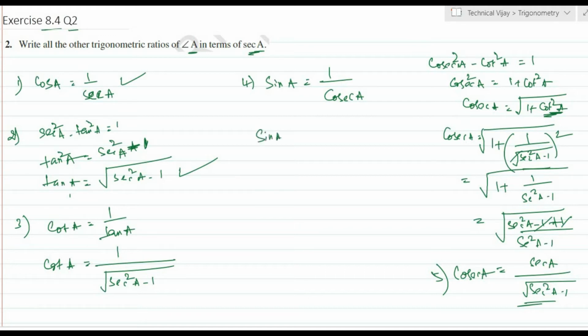So this fourth one will come now. Sin a is equal to 1 divided by cosecant a, that is secant a divided by square root of secant square a minus 1. So this is sin. So 1, 2, 3, 4 and this is 5. So secant a is already there. So now we will go for the next one.